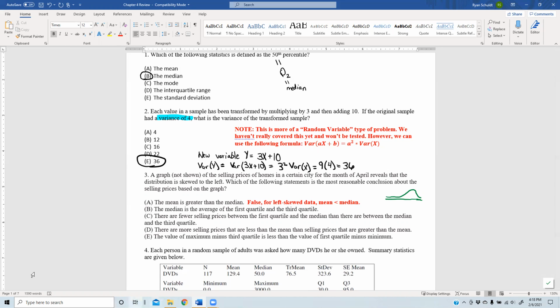B, the median is the average of the first quartile and the third quartile. Not necessarily. Think of our box plots. If that was the case, the median would always be in the middle between the first and third quartile. Is the median always exactly in the middle? No. So for this one, we're going to say not necessarily.